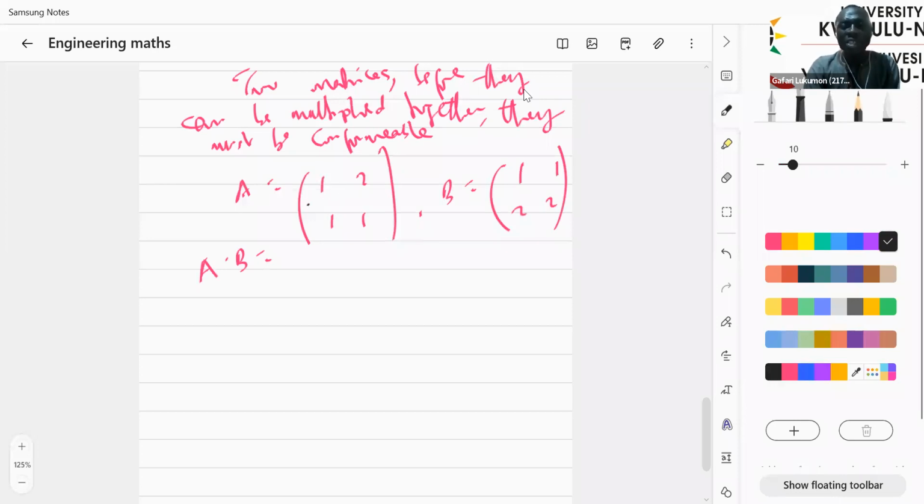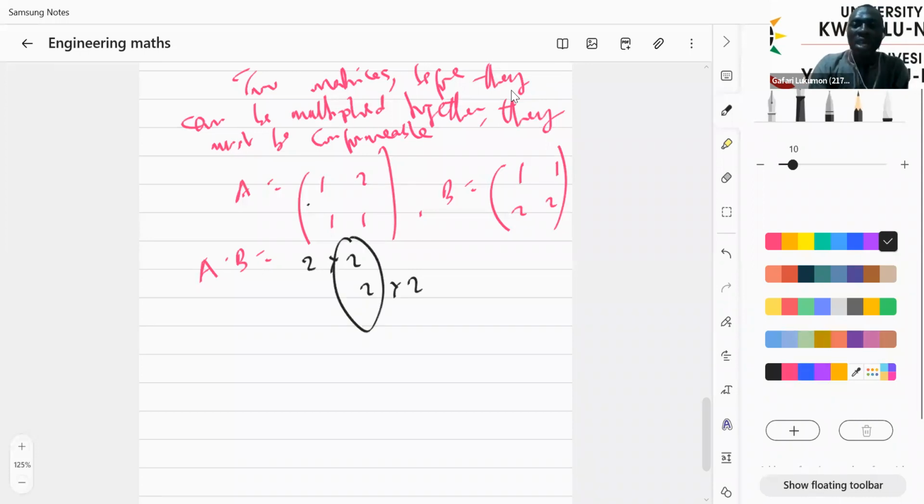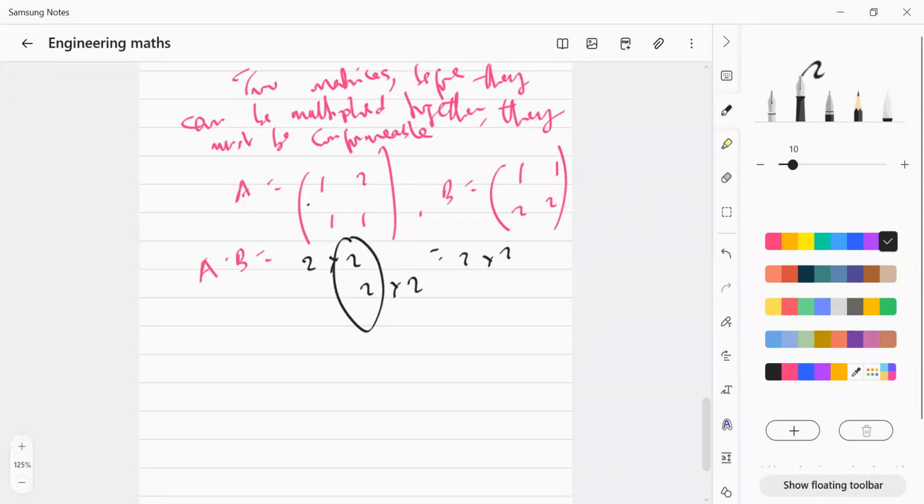The order of A is 2 by 2, and the order of B is also 2 by 2. If you check and see that the column of the first matrix is the same as the row of the second matrix, then you can conclude that the two matrices are conformable. In essence, they are defined, that is, you can multiply them together. And when you multiply them, you are going to get a 2 by 2 matrix. You understand now? And how do you now multiply them together?